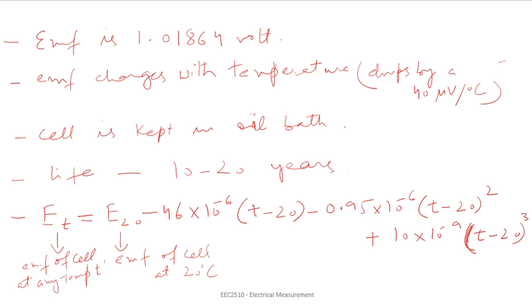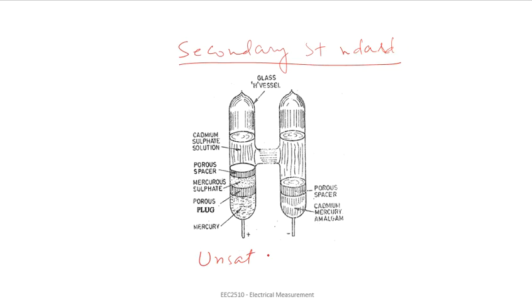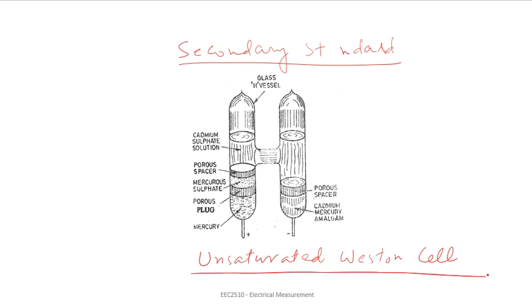Now we come to the next standard of EMF, which is the secondary standard. Okay, so this is the secondary standard for voltage. Okay, so this represents an unsaturated Weston cell. So this is considered as a secondary voltage standard.